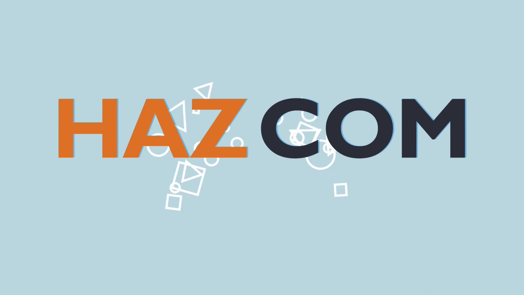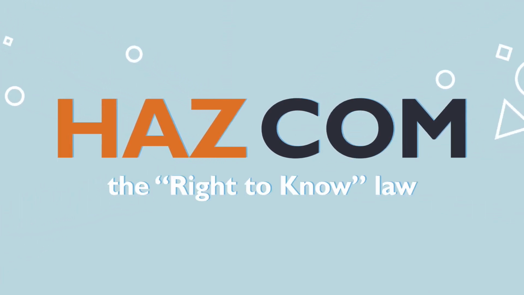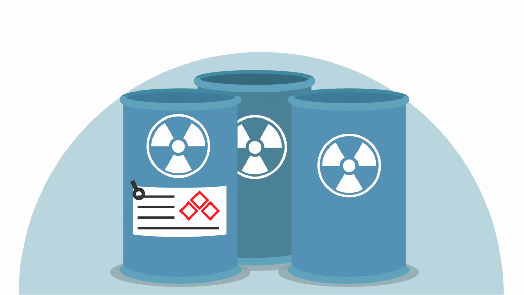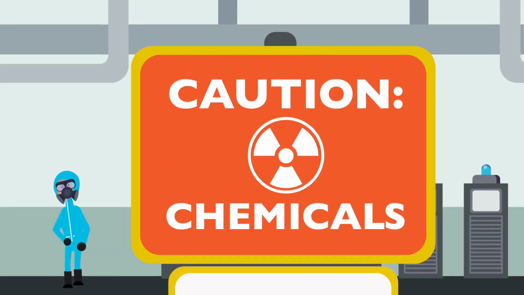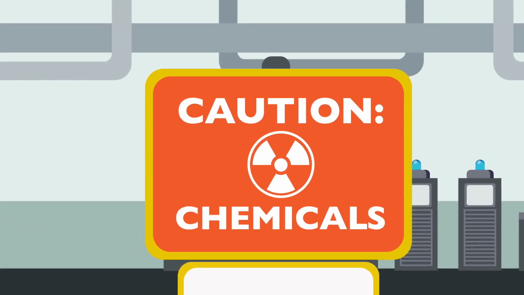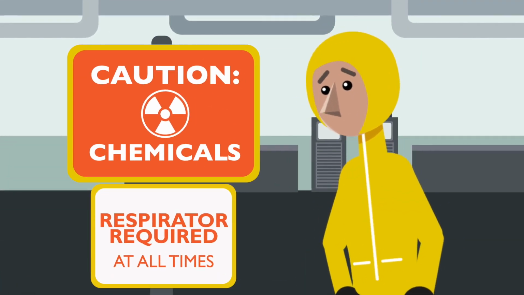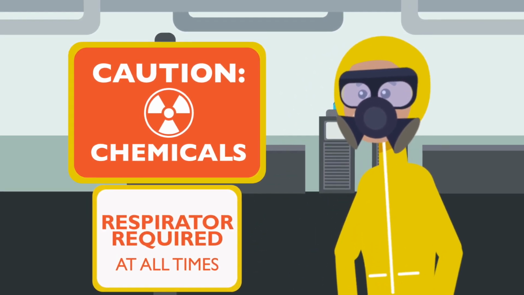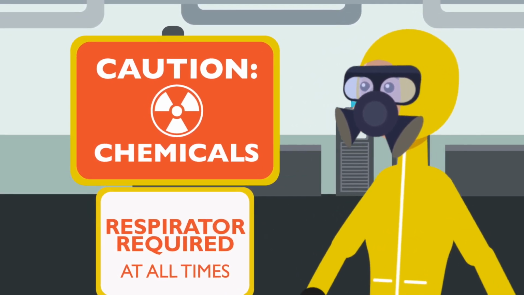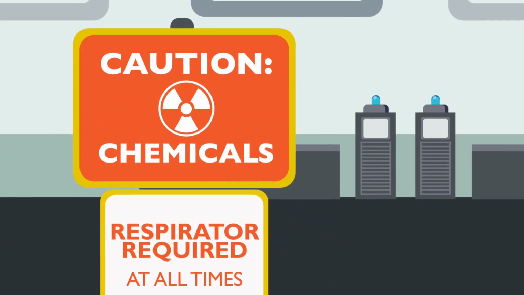Commonly referred to as HAZCOM, or the Right to Know law, this regulation gives you the right to know which chemicals are being used in your workplace and the possible dangers you are being exposed to. You also have the right to know how to protect yourself when using hazardous chemicals. As a part of the Hazard Communication Standard, your employer is required to provide you with the knowledge and training necessary for you to do your job safely.